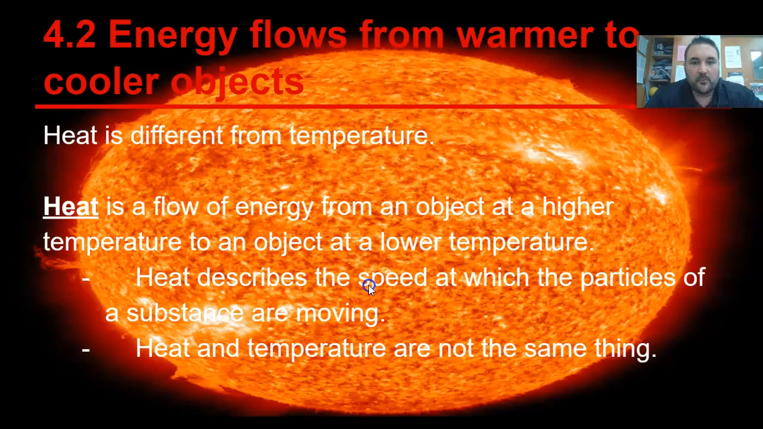Energy flows from warmer objects to cooler objects. Heat is the flow. Heat is caused by a difference in temperature. It always goes from hot to cold, hot to cold. Heat describes the speed at which those particles are moving, because the faster particles bump into the slower particles, and they cause the slower particles to move faster while the faster particles slow down because they have given some of their energy to those slower particles.